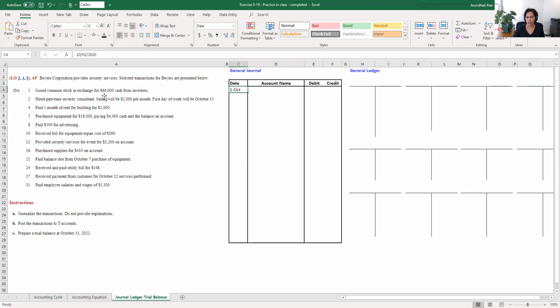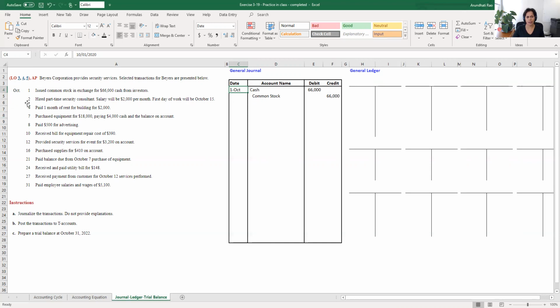Cash increased for the business. Cash is an asset, therefore it's going to get debited. Common stock is an equity. That increased for the business. The company issued common stock, so that has to be credited, and the amounts are $66,000 for debit and for credit. So again, October 1st, cash debit because it increased, common stock credit because that increased, and both those are for $66,000. Let's look at the next one.